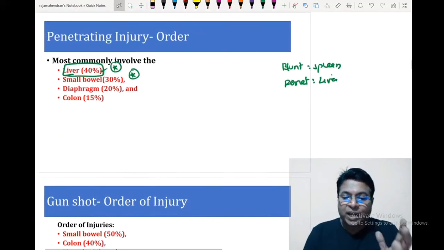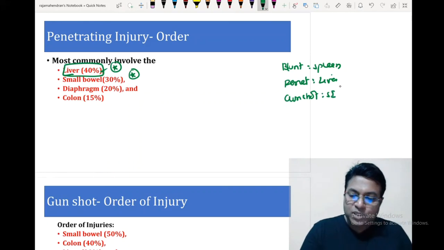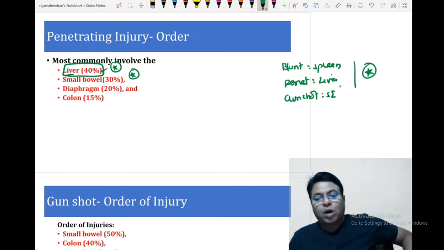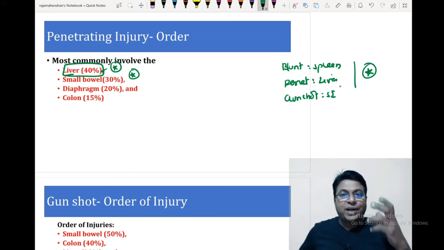Gunshot injury, somebody shooting in your abdomen. Gunshot injury, it is small intestine. I request you to remember these 3 MCQs alone for your exam. Blunt injury, you get more commonly spleen. Penetrating stab injury, liver. Gunshot injury, it is small intestine.